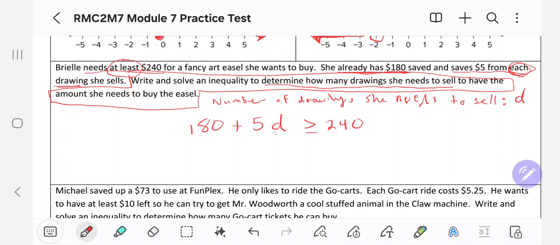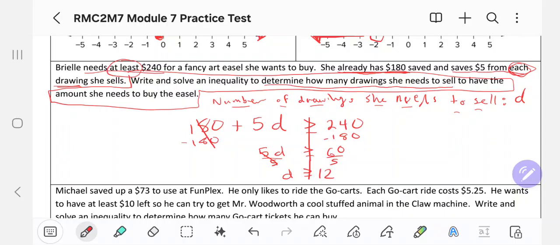All right, so when we solve this, what are we going to find out? We're going to find out the number of drawings she needs to sell. Okay, so simply solve by using inverse operations here. We got 5D. Bring down that symbol since we're subtracting from both sides. And then we get 60. And then we have one more step. Divide by 5, divide by 5. So D is greater than or equal to 12.